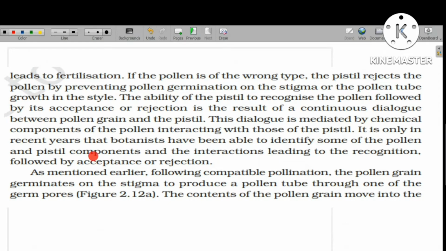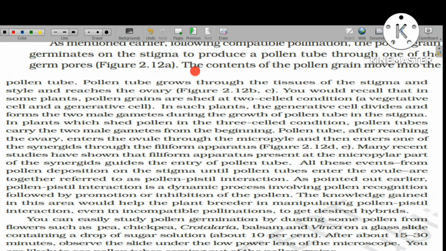It is only in recent years that botanists have been able to identify some of the pollen and pistil components and the interactions leading to the recognition followed by acceptance or rejection. As mentioned earlier, following compatible pollination, the pollen grain germinates on the stigma to produce a pollen tube through one of the germ pores. The contents of the pollen grain move into the pollen tube. Pollen tube grows through the tissues of the stigma and style and reaches the ovary.